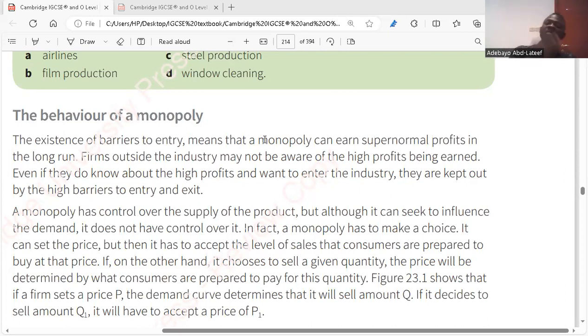Because a monopoly is a price maker, it's going to earn abnormal profits. Firms outside that industry, potential firms, would not know how much profit that firm makes. But if they happen to know, they would want to come in because it's an incentive for them. But the monopoly would create a barrier that would not allow them to settle. That's the behavior of a monopoly. Do you get it or not? Yes. So, a monopoly has control over the supply.